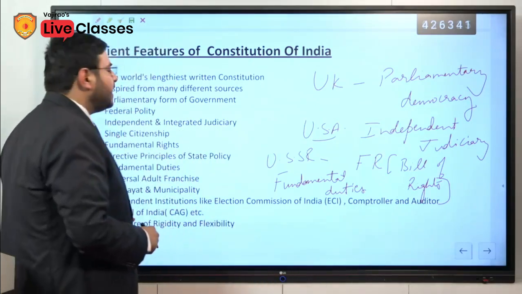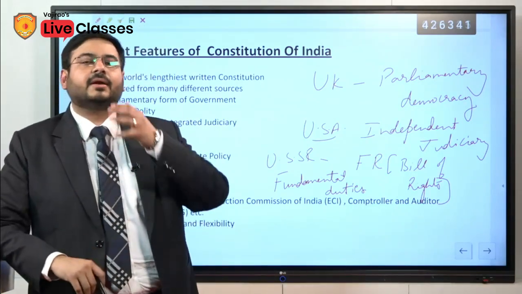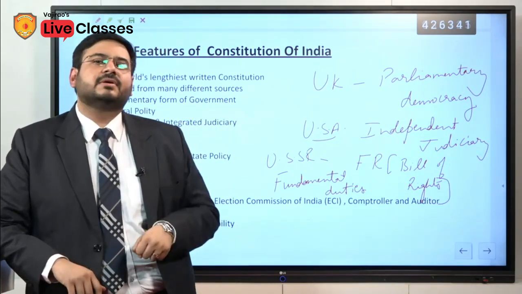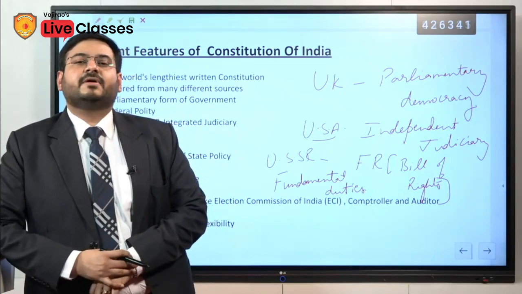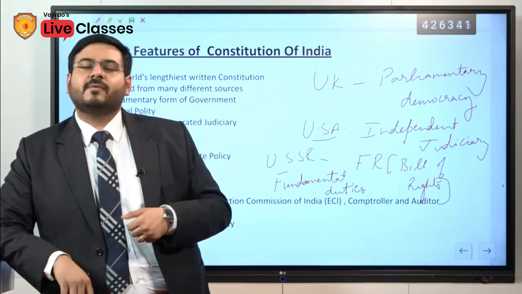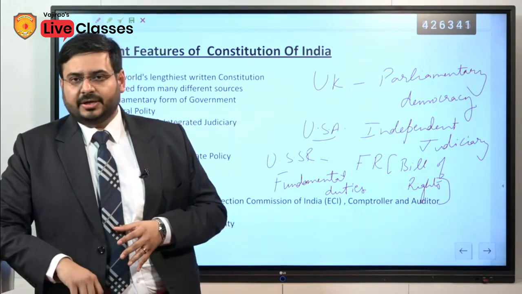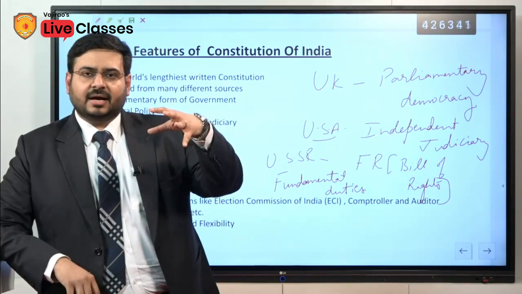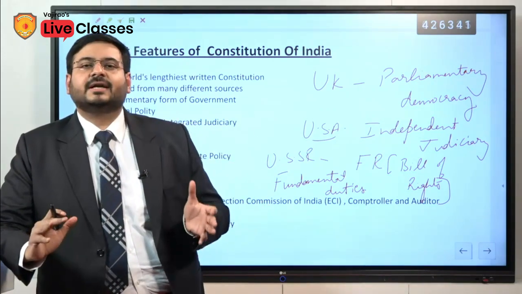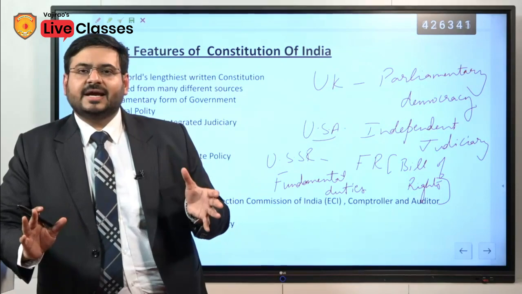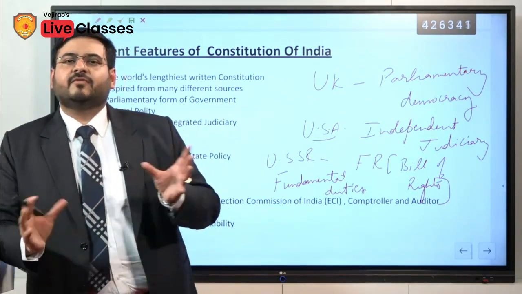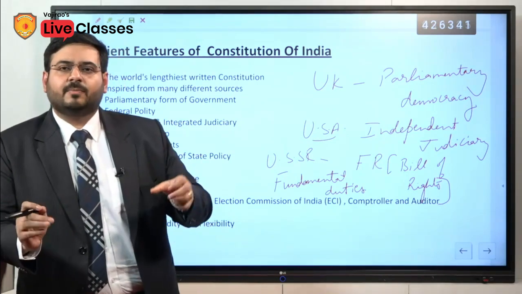Now, the parliamentary form of government is another feature of the Constitution because we have parliament at the union level. We have the same kind of government system at the state level. So we have a parliamentary form of government. We are a federal polity. Federal polity means the country is divided into various units for administrative convenience, which are called the states. The states are also divided into certain small units in the form of districts. So we are a federal polity.